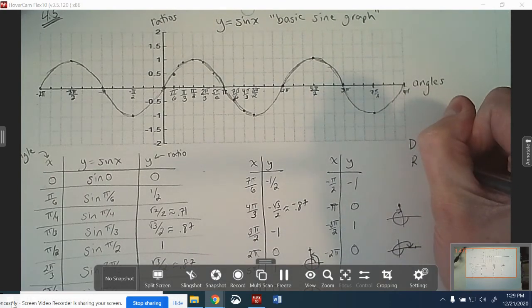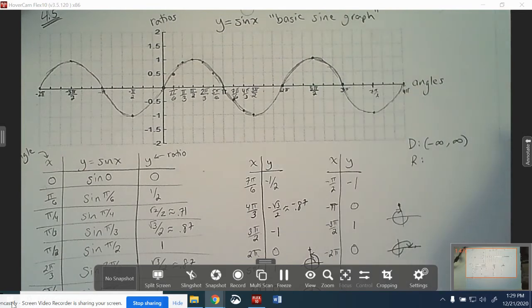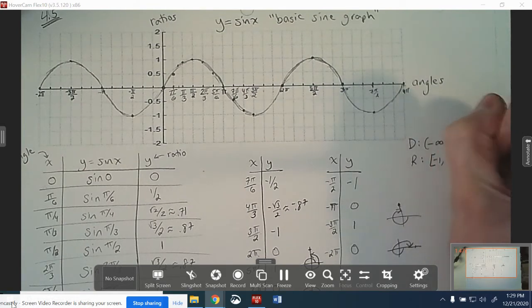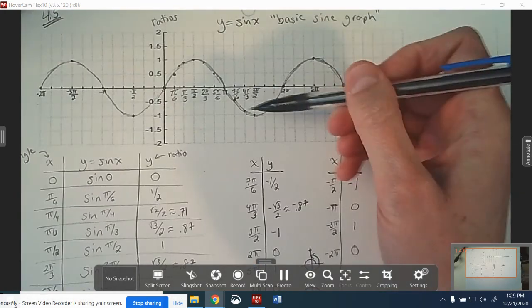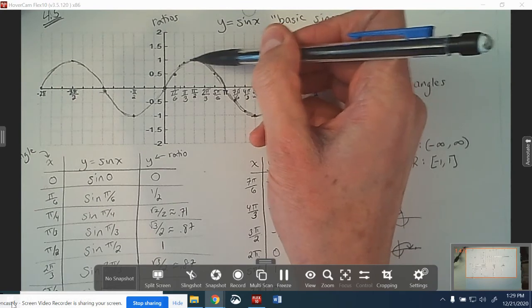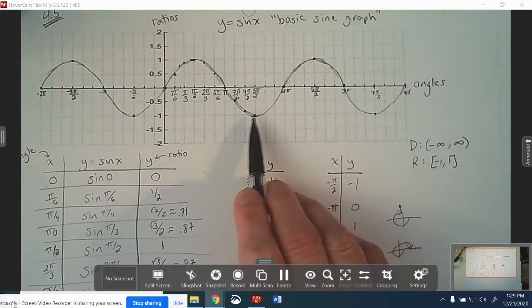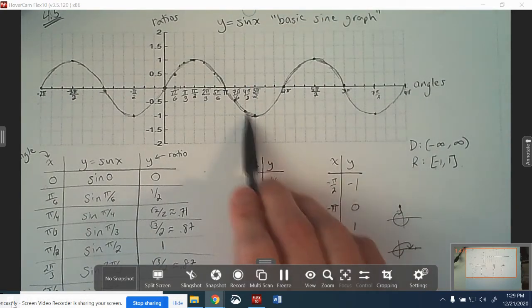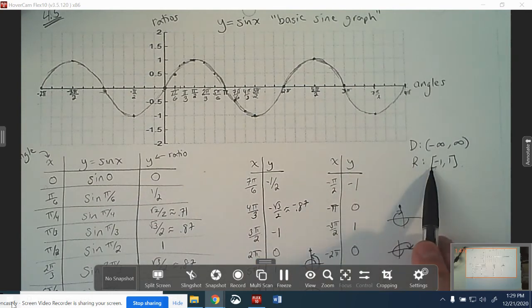That's the domain. How about the range? The range is not all real numbers. The range is from negative 1 to 1 with brackets, because the lowest the graph ever goes is negative 1, and the highest the graph ever goes is 1. So I'm using brackets because we actually do achieve negative 1 there. We do go as low as negative 1. We want to include that in the range.